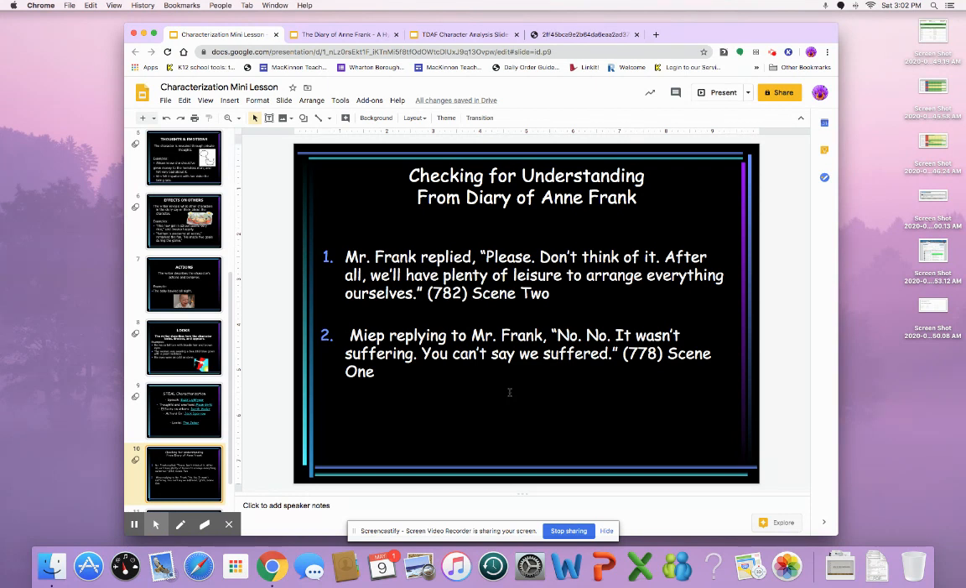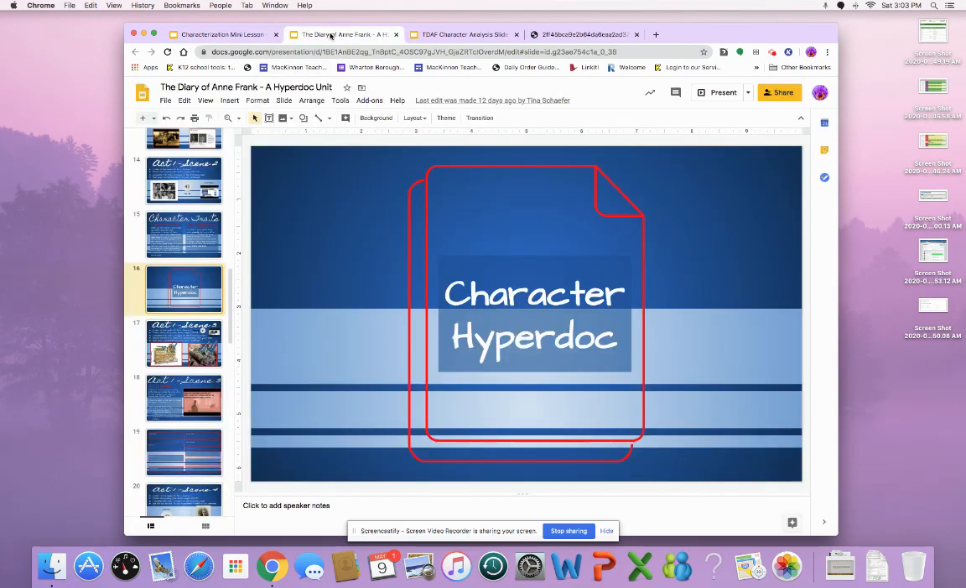In Scene 1, which is one that you wouldn't be using because you're only doing Scene 2, Miep Gies is replying to Mr. Frank after the war. She says, "No, it wasn't suffering. You can't say we suffered." So this reveals that Miep is a very caring person also, and that she is very humble because she did not think that the sacrifices she made were all that great.